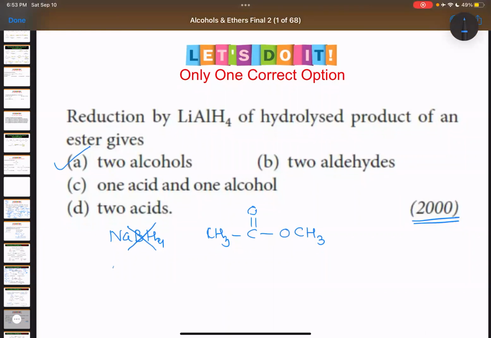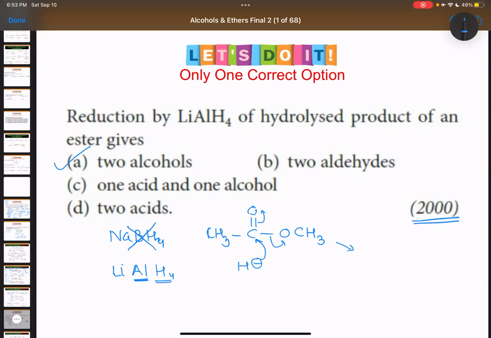LiAlH4 will reduce, and LiAlH4 is a strong hydride donor, which means H minus, and this H minus is a very strong reducing agent. You can note down that there are 4 H minus on the aluminum. So the first H minus is going to act like a nucleophile. Initially, it is going to push away the minus, and that minus comes again and pushes out OCH3.